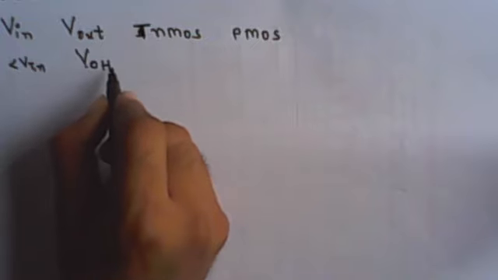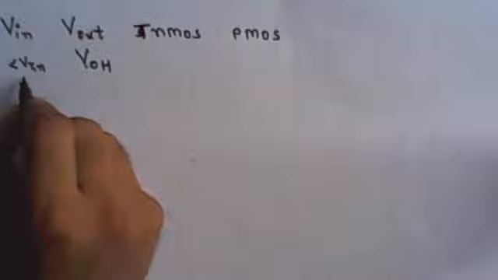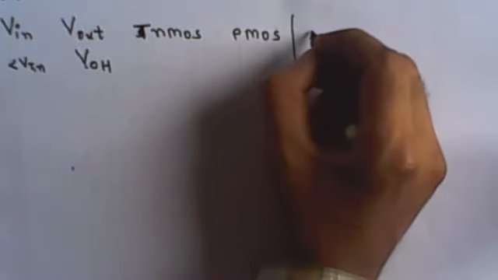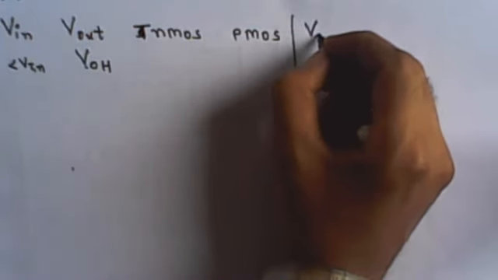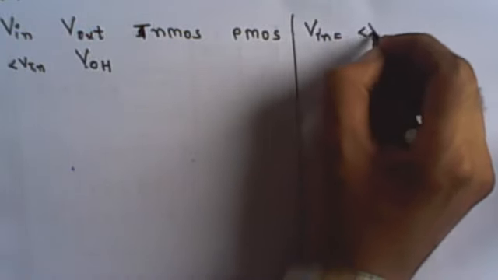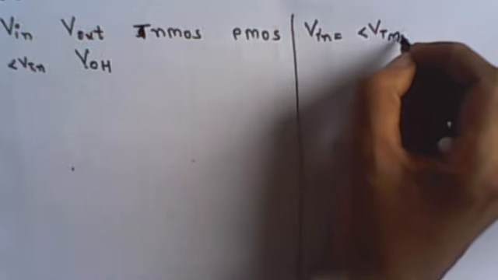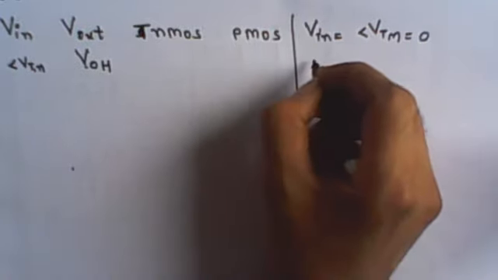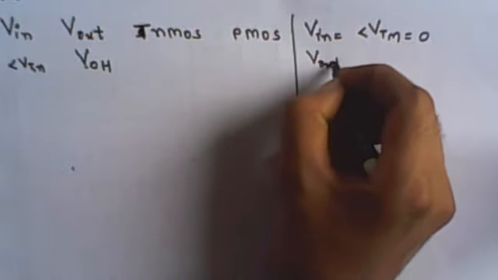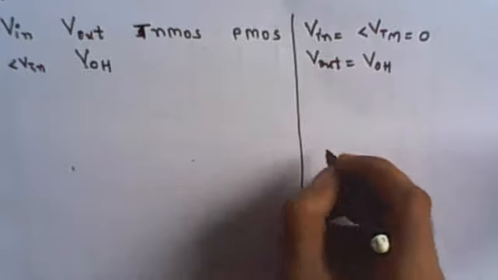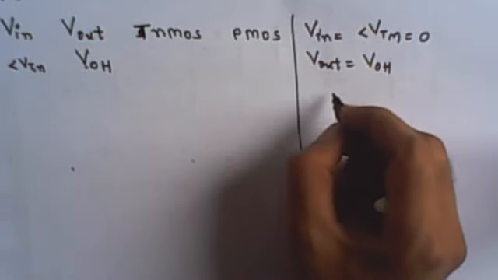Now what is the operating region? Here it itself says the input is less than the threshold of the nMOSFET, VGS, right? So here the input is less than the threshold of the nMOSFET, near about 0, and the output is VOH, the maximum. So from this, let's derive the operating condition.